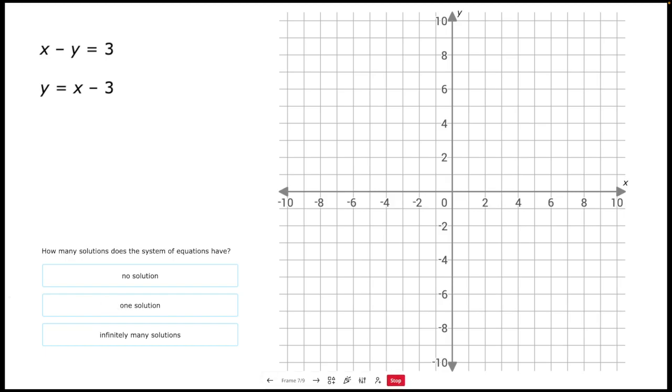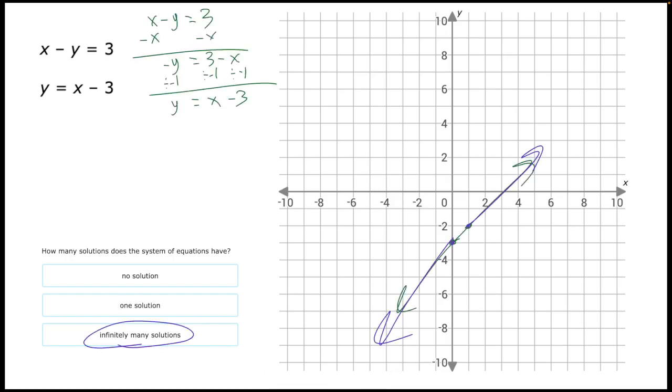Okay, now that you've had time to work this problem, let's check your answer. Okay, for this problem, for that first one, you had to move it around a little bit. When you moved it around, you should have seen that this right here and this are exactly the same, right? So when you graph it, it's the same line. So we said if you're graphing the same line, it has infinitely many solutions.